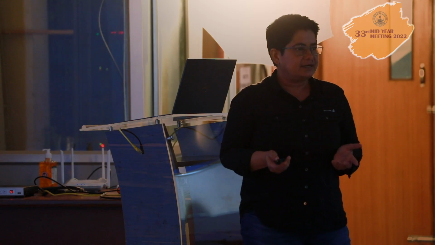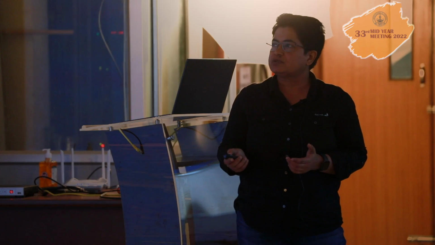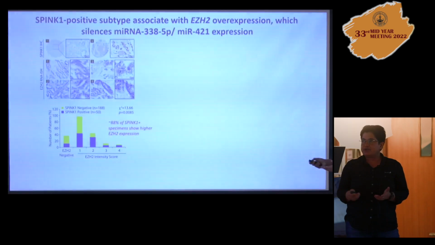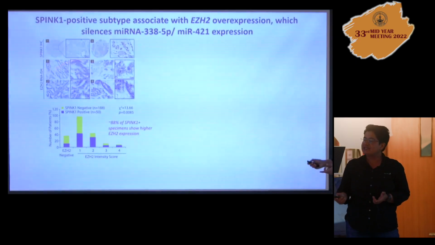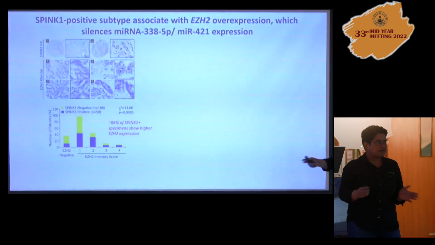Now, looking into the mechanism of why these 2 microRNAs are silent, or not expressed, in the SPINK1 positive subtype, we thought it could be either deletion of this microRNA locus or epigenetic silencing. We examined this by genomic PCR, and these loci were not deleted in SPINK1 positive patients. So we thought it could be an epigenetic mechanism, and we stained this patient tumor microarray, which has multiple tumor biopsies from multiple patients.